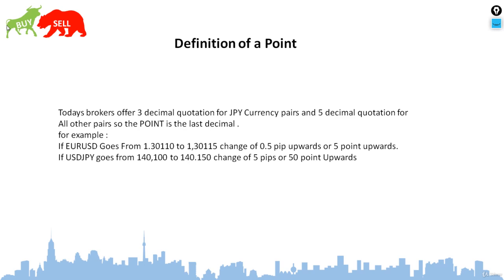Definition of a point. Today's brokers offer 3 decimal quotation for JPY currency pairs and 5 decimal quotation for all other pairs, so the point is the last decimal. For example, if Euro USD goes from 1.30110 to 1.30150, that is a change of 0.5 pip upward, or 5 points upward. If USD JPY goes from 140.100 to 140.150, that is a change of 5 pips or 50 points upward.